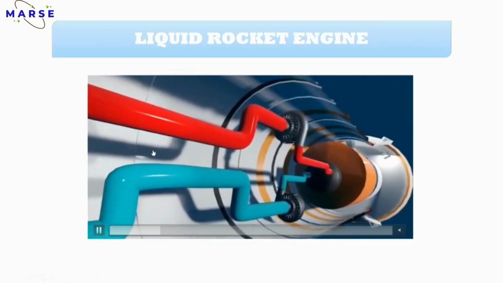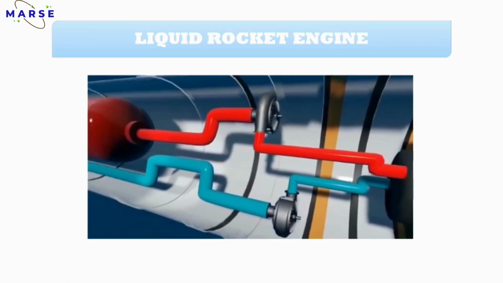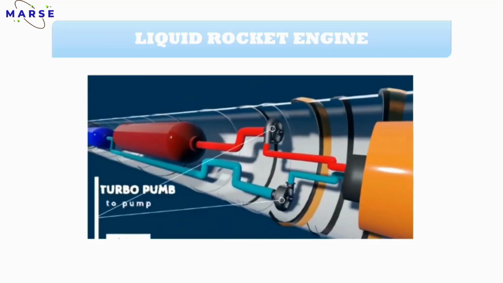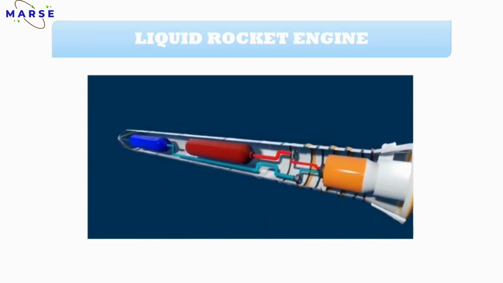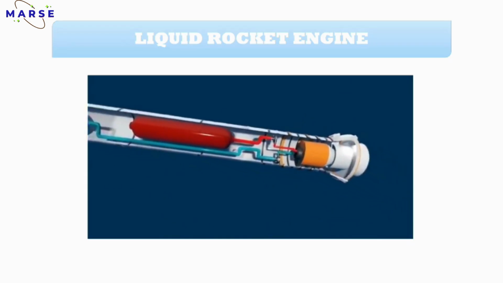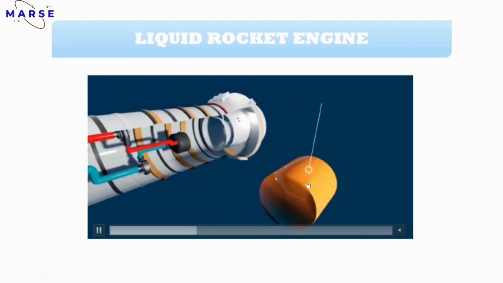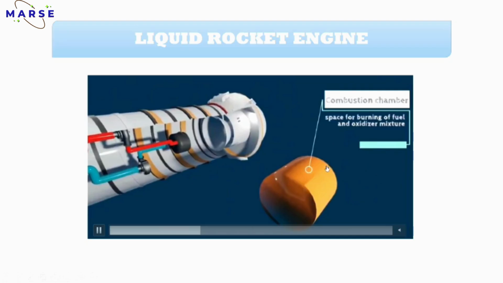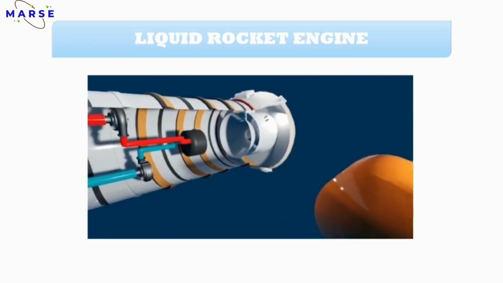Okay, the next part is the turbo pump. What is the use of the turbo pump? The turbo pump takes the fuel and the oxidizer from the tank and sprays them into the combustion chamber. The orange color indicates the combustion chamber. All the combustion and mixing process is carried out in the combustion chamber.